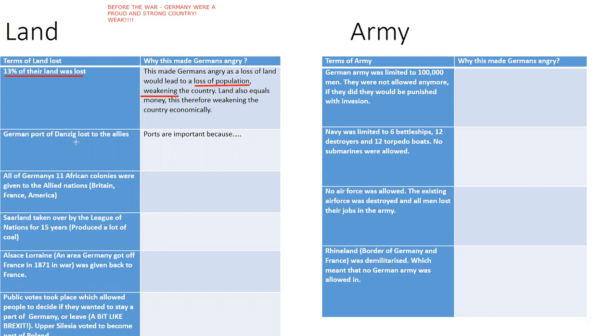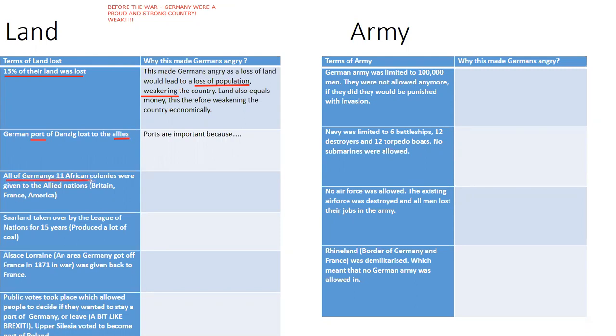The German port of Danzig was lost to the Allies. Now, losing a port, very important, because ports are important for trade, ports are important to gain food supplies. If it is in the control of the Allies, they are going to be able to control what comes in and what goes out. It's going to place restrictions on Germany as a whole.